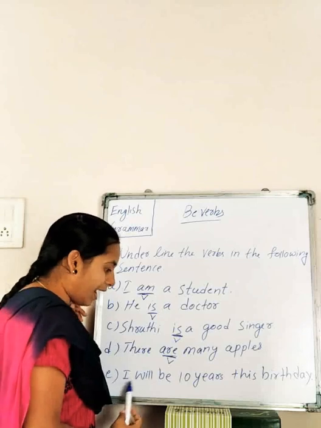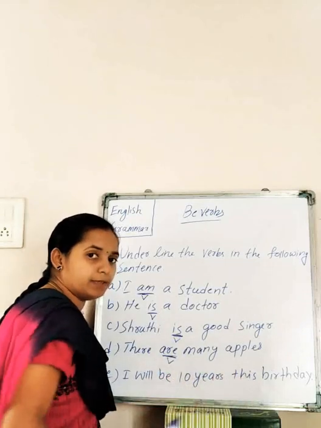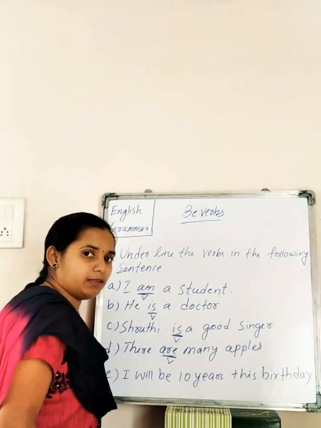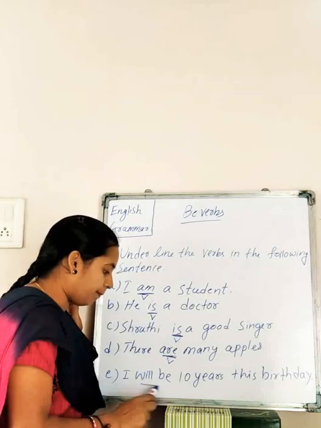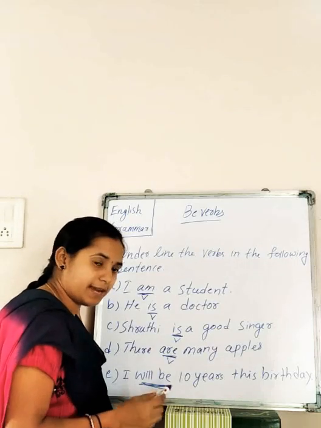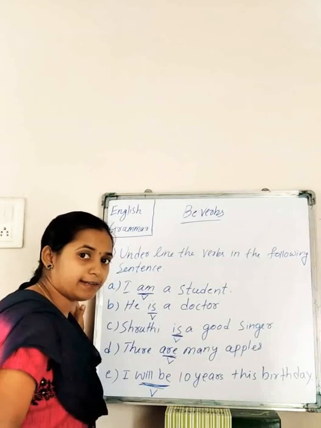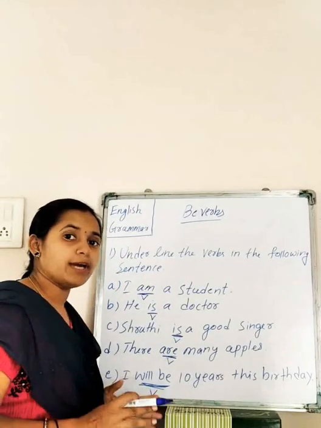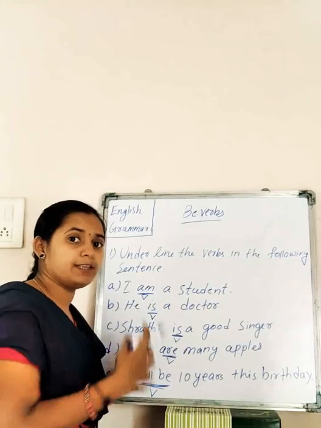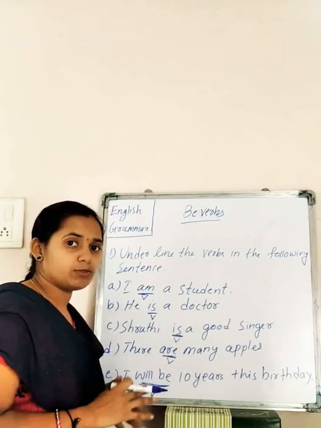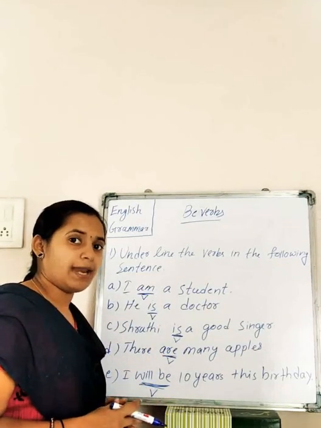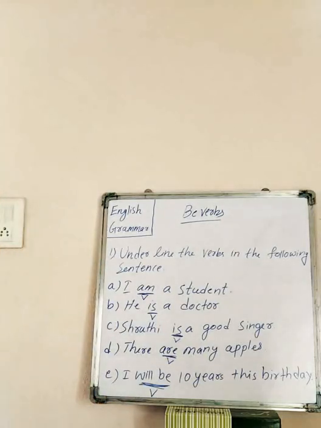Now the last one: I will be 10 years this birthday. So will be is what here? Again the state. So here will be is your verb. Okay, clear, kids? So you got how we are using the be forms of verbs in particular sentences? Hope you got this one. So next we will move to another example.